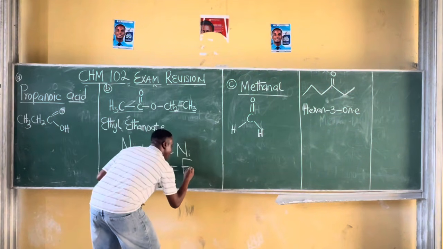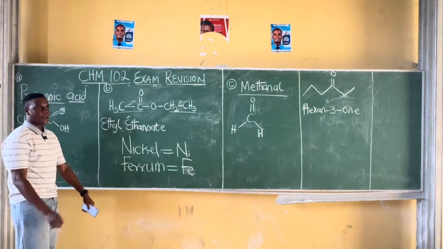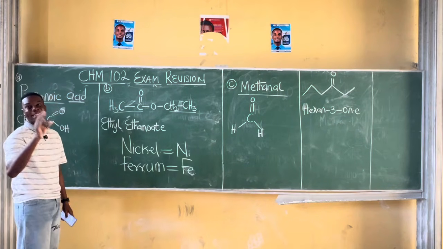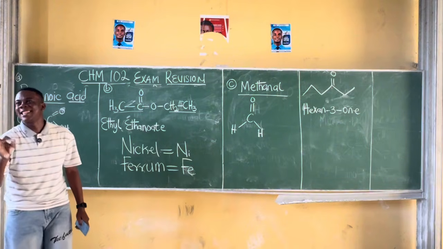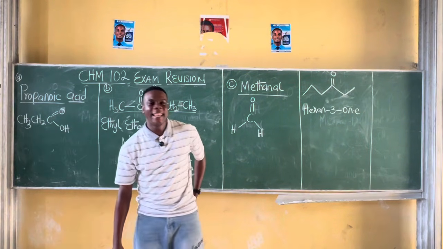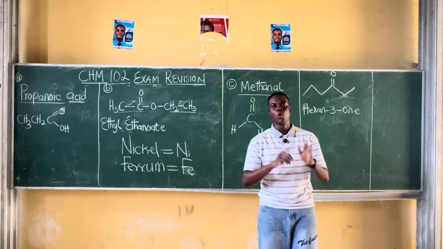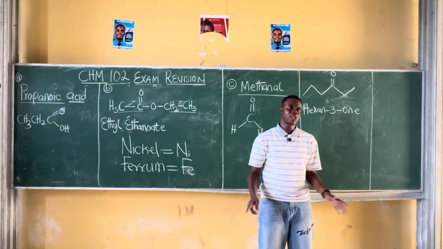Fe. So these are two transition metals. If you want to give, please don't give them more than two. I know you know it. I decided to give them the two that they asked for. Okay? So with this, we are done with the Chem 102 exam revision.